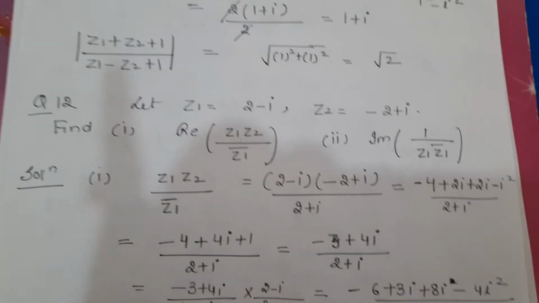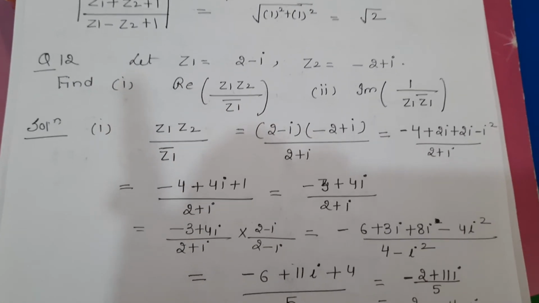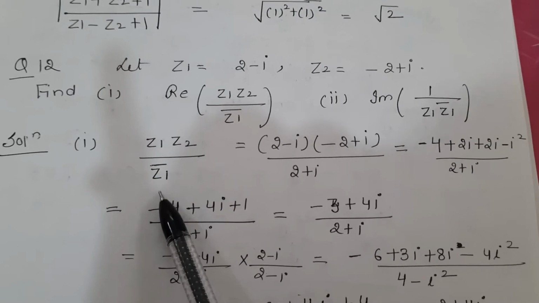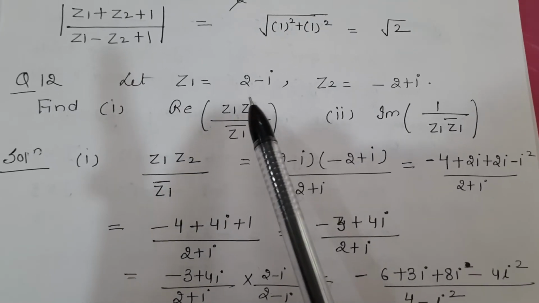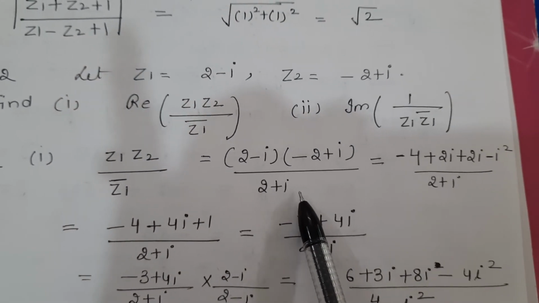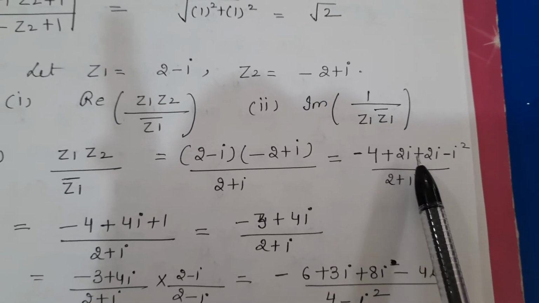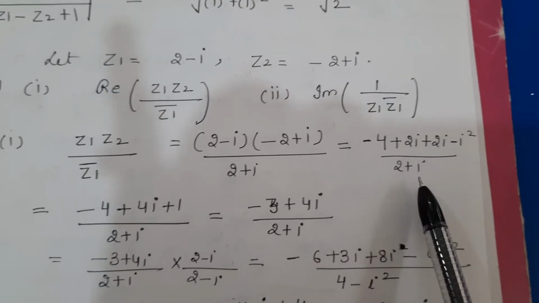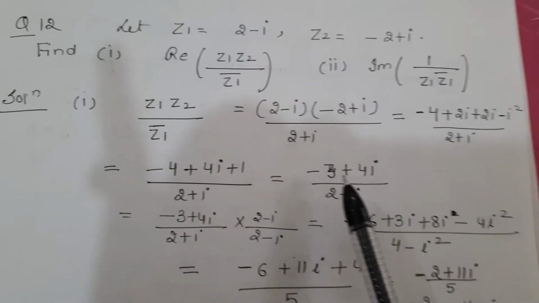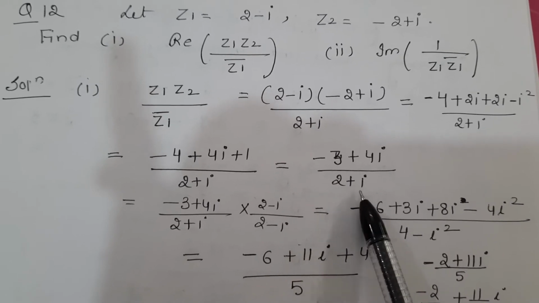Again for doing such type of question, first you'll solve this factor and then reduce the complex number to the standard form. So I have substituted the value of z1, z2. Here z1 bar means the conjugate. We'll change the sign of iota in the conjugate. So this is 2 plus iota. Multiply these two, you will have minus 4 plus 2 iota plus 2 iota minus iota square upon 2 plus iota. Here iota square is minus 1. So on simplification, you will have minus 3 plus 4 iota upon 2 plus iota.